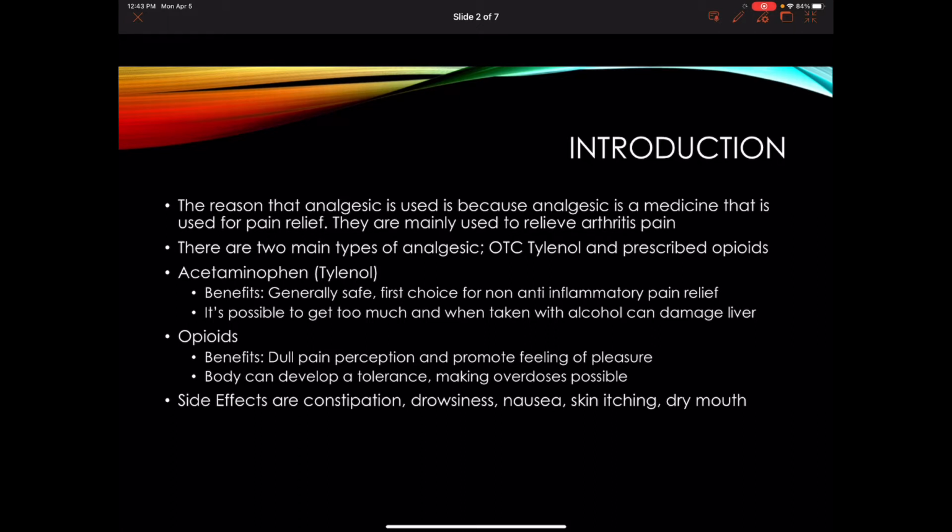Opioids are a different story. The benefits are that they dull pain receptors and promote feelings of pleasure. The body can, though, develop a tolerance to opioids, and that makes overdoses extremely possible, as well as addiction. Side effects are constipation, drowsiness, nausea, skin itching, and dry mouth.